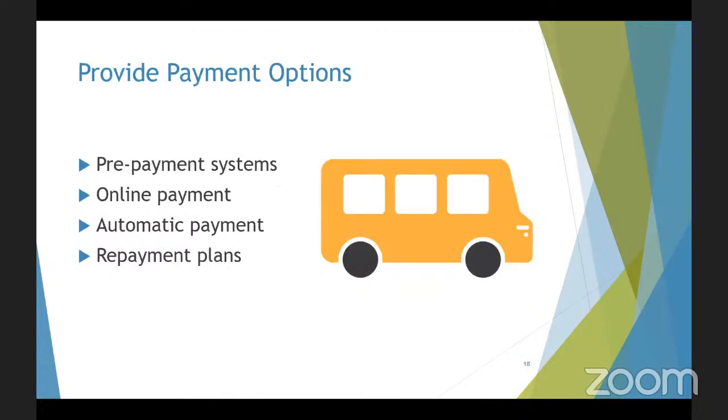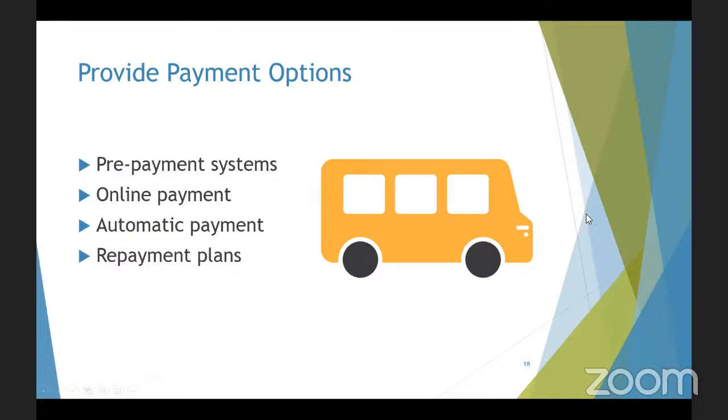Next slide, please. Provide payment options. Taking steps to make payment more convenient for families can help reduce unpaid meal charges. For instance, encouraging families to prepay for meals can help children maintain consistent access to meals without accruing unpaid meal charges. Additionally, allowing families to add money to their child's account from a computer or mobile device can make payment more convenient and efficient, and can also help parents and guardians check their child's balance regularly.